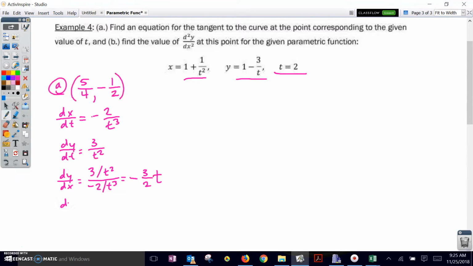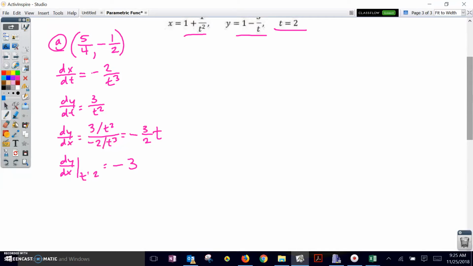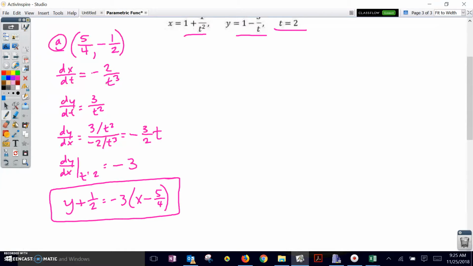And so dy/dx, evaluated at t equals 2, is going to be negative 3. That's the slope of my tangent line. And so my tangent line here is going to be y plus 1/2 equals negative 3 times the quantity x minus 5/4. Okay?